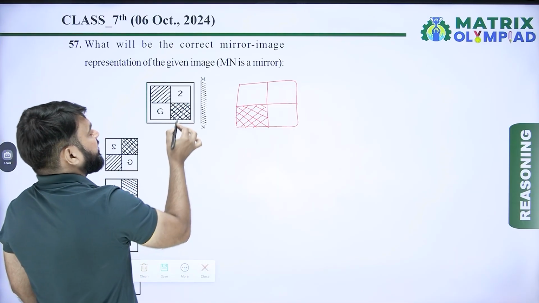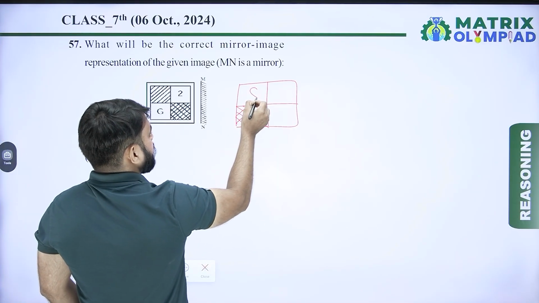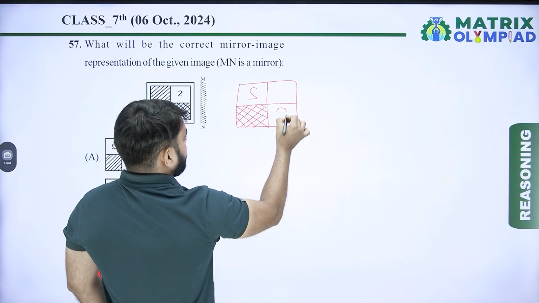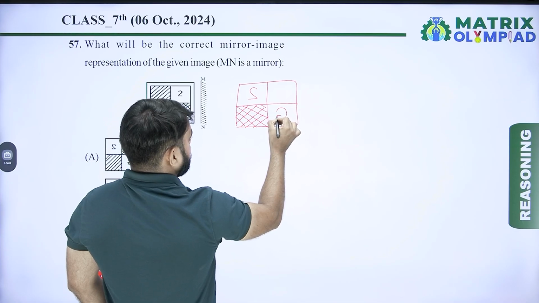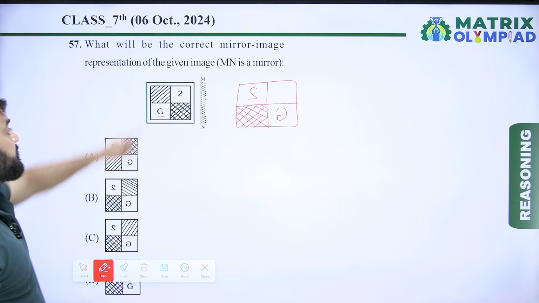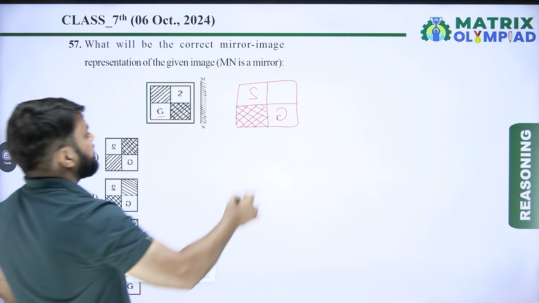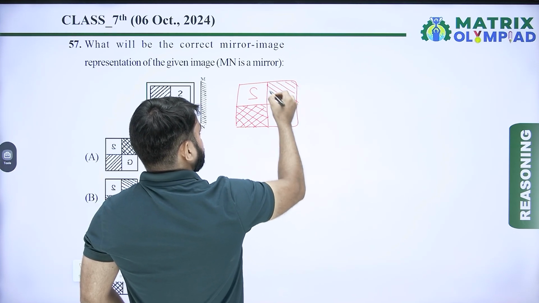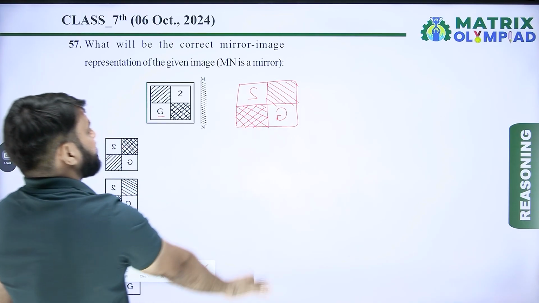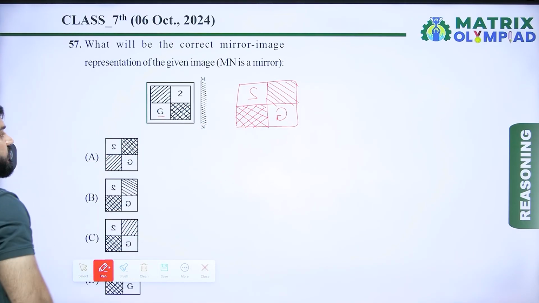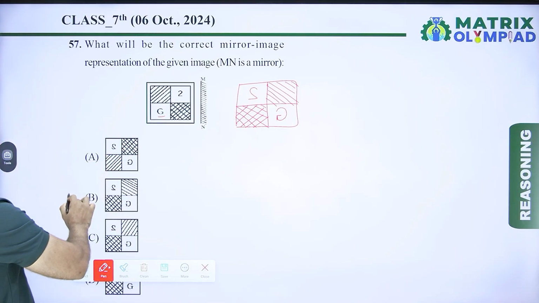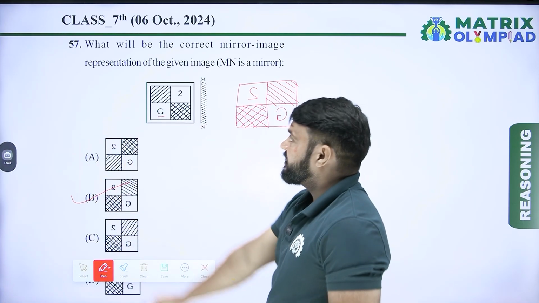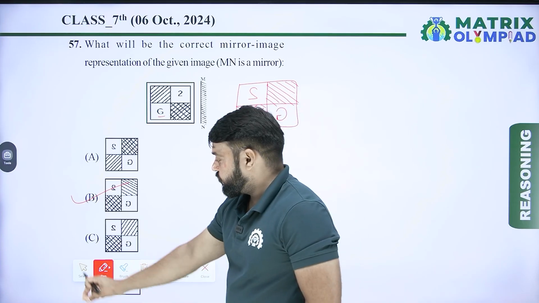Okay, now find the mirror image of 2. This is the mirror image of 2. Now find the mirror image of G. This is the mirror image of G. And find the mirror image of this part. The mirror image of this part looks something like this. So this is the correct mirror image of the given figure. So option B is the correct mirror image of the given figure. So option B is the correct answer. Let's move to the next question.